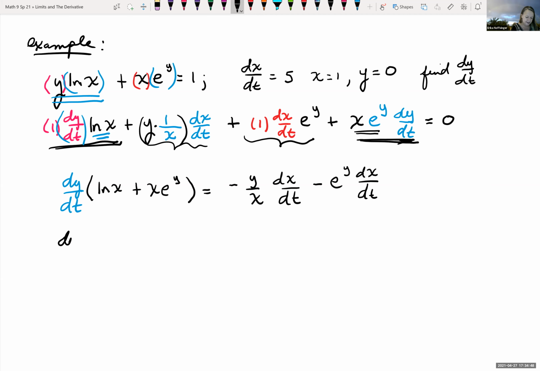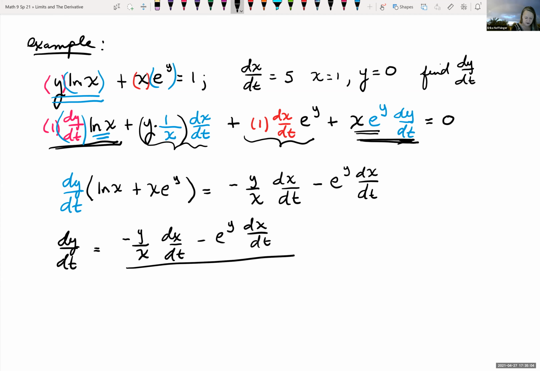So dy/dt, we can divide both sides by that parentheses, is equal to negative y over x dx/dt minus e to the y dx/dt, all over the natural log of x plus x e to the y.